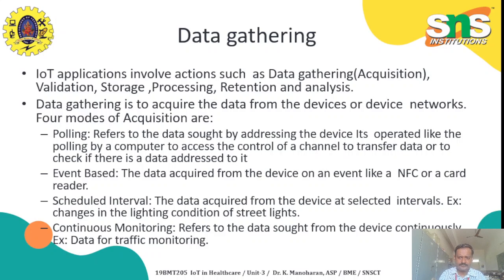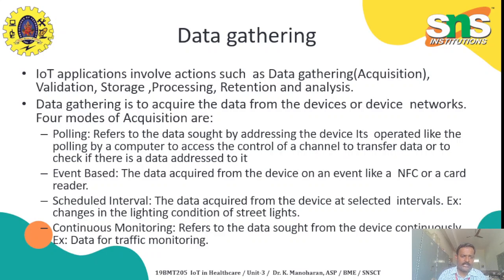Morning 6 o'clock, the lights will be turned off. Evening 6 o'clock, the lights will be turned on. So this is scheduled. Scheduled interval means it has an exact time interval. At that particular time we perform that particular operation. After that particular time, again we can stop the devices.